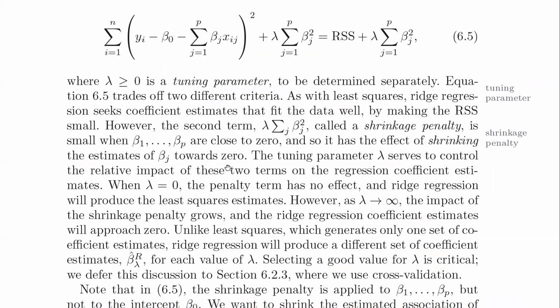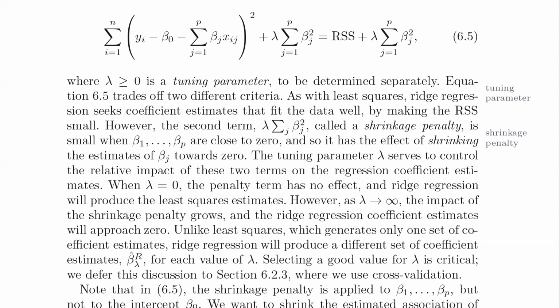Equation 6.5 trades off two different criteria. As with least squares, ridge regression seeks coefficient estimates that fit the data well by making the RSS small. However, the second term, which includes lambda, called the shrinkage penalty, is small when beta 1 until beta p are close to 0, and so it has the effect of shrinking the estimates of beta j towards 0. The tuning parameter lambda serves to control the relative impact of these two terms on the regression coefficient estimates. When lambda is 0, the penalty term has no effect, and ridge regression will produce the least squares estimates.